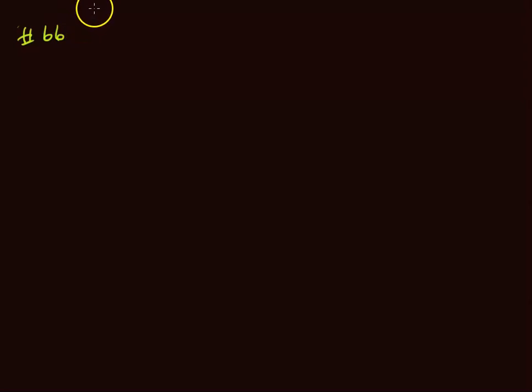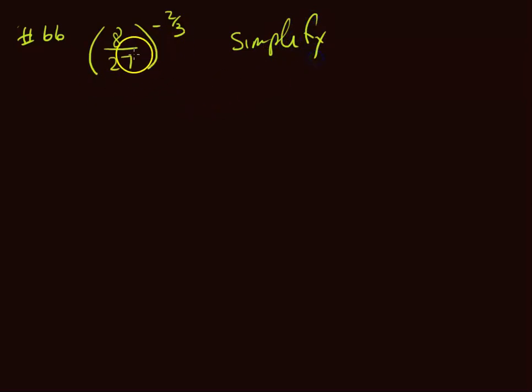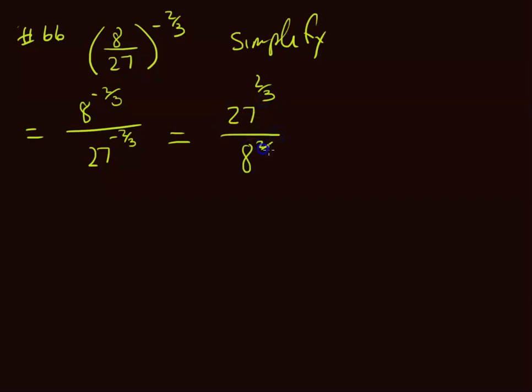8 over 27 to the negative 2/3 power. Now this one's just to simplify, but we want to write this with no negative exponents. So it's 8 to the negative 2/3 and 27 to the negative 2/3. Well, negative exponents usually mean you're in the wrong place. So put this 27 to the 2/3 over the 8 to the 2/3. Now they're in the right place. Those negative exponents, just the negatives disappear.